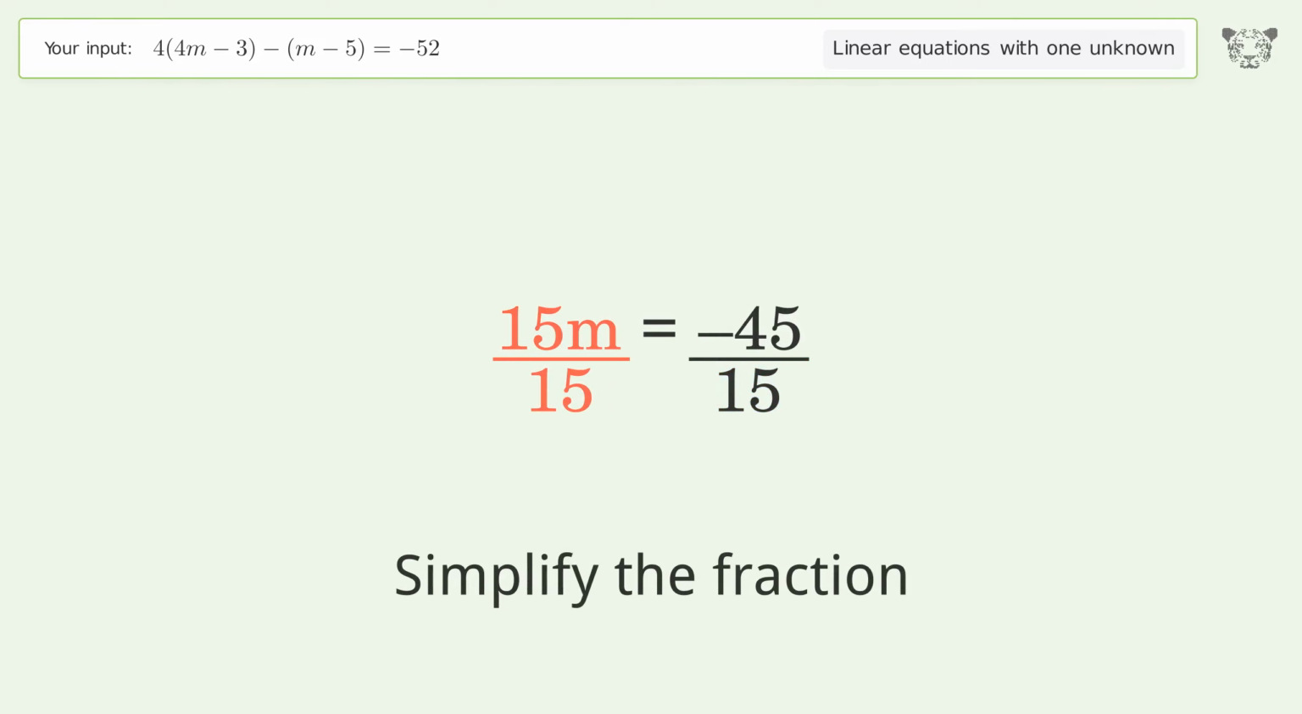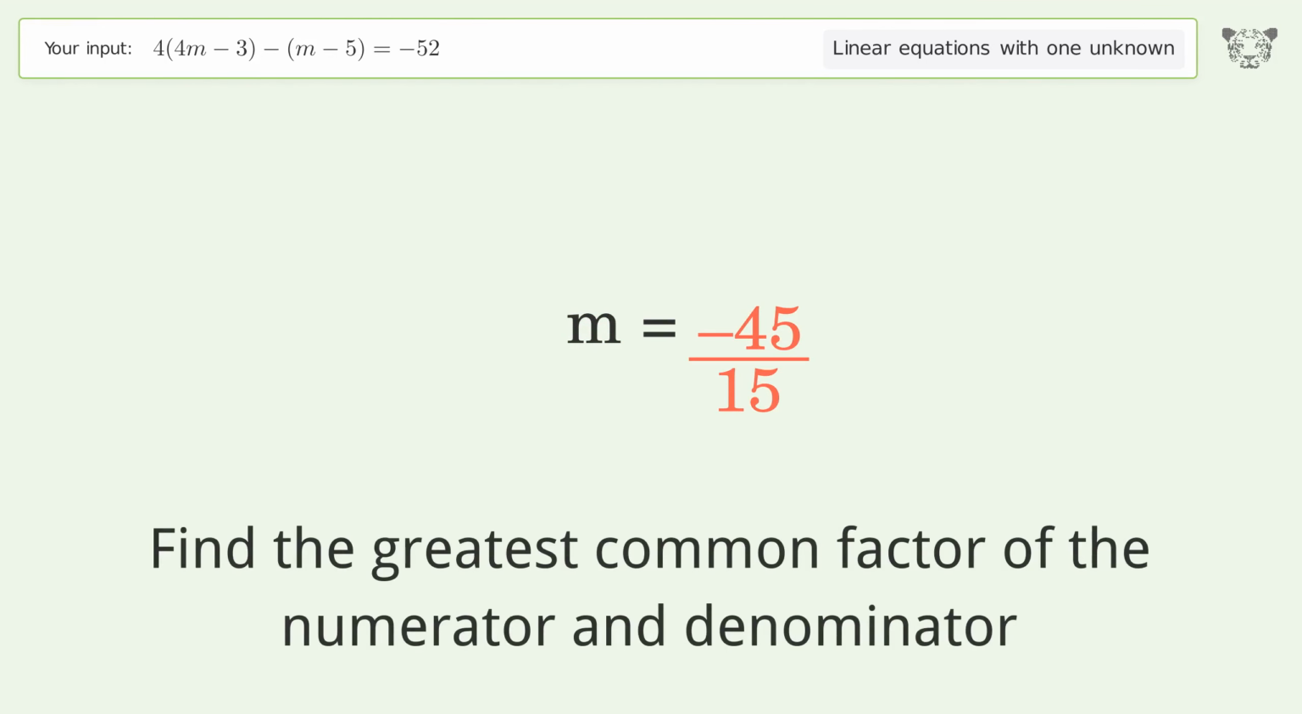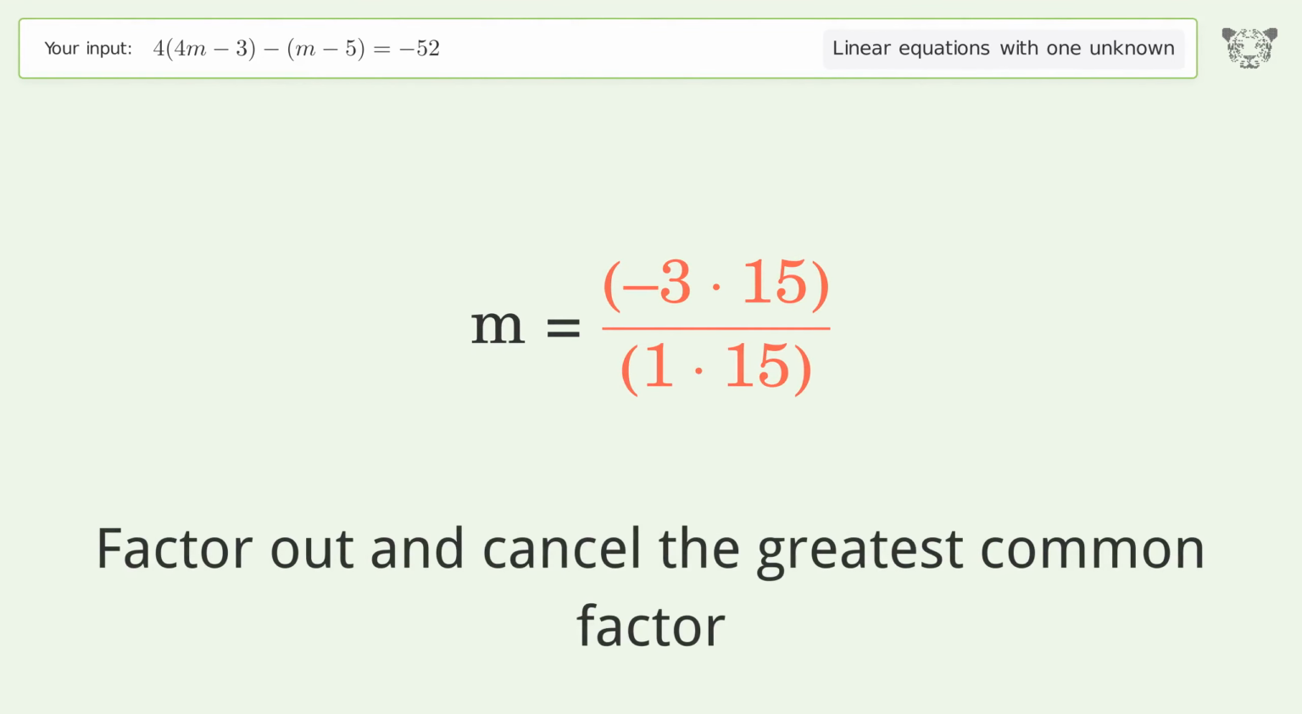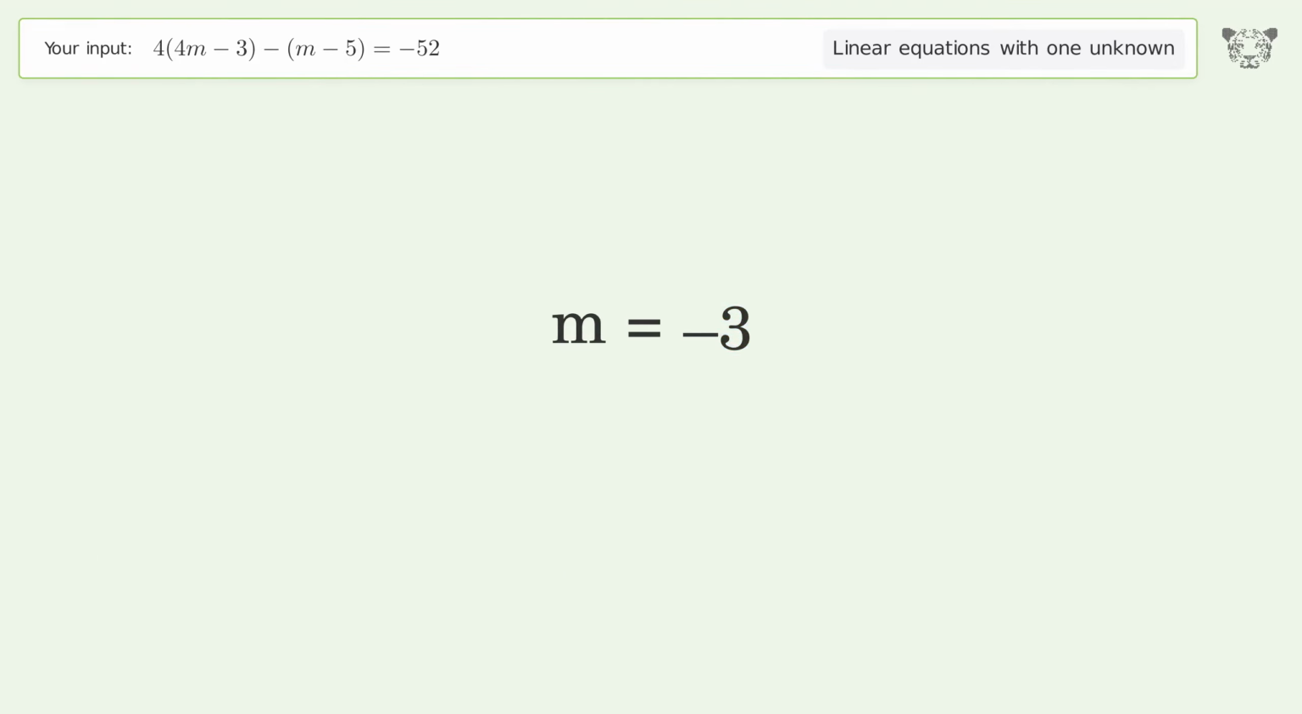Simplify the fraction. Find the greatest common factor of the numerator and denominator. Factor out and cancel the greatest common factor. And so the final result is m equals -3.